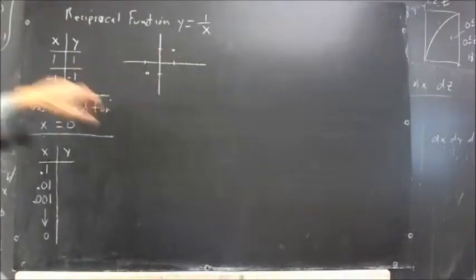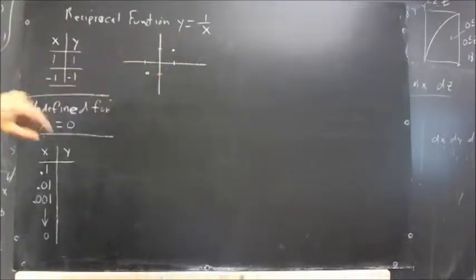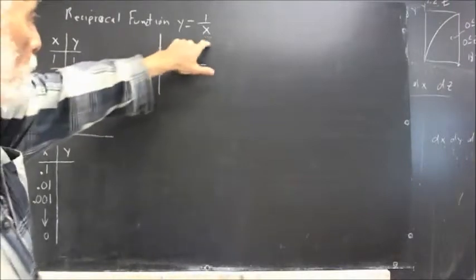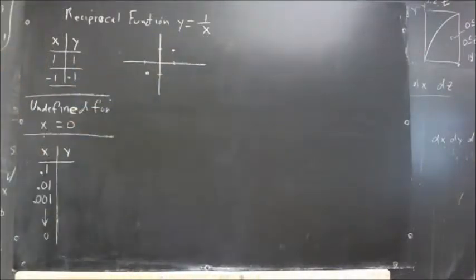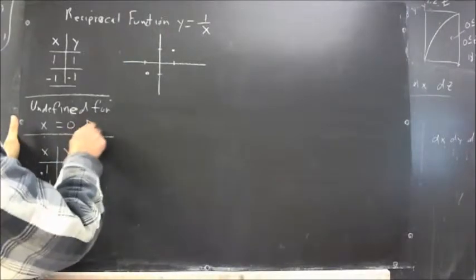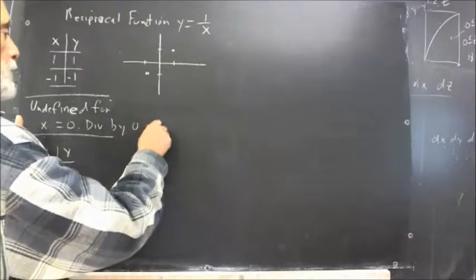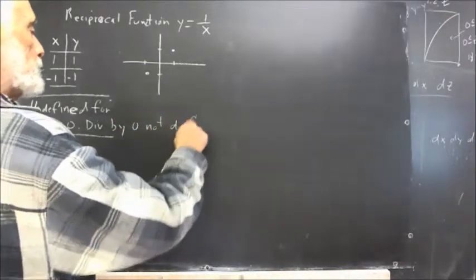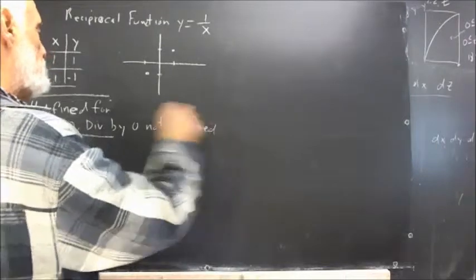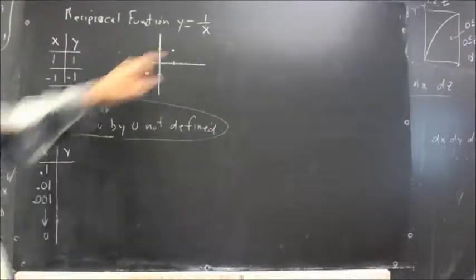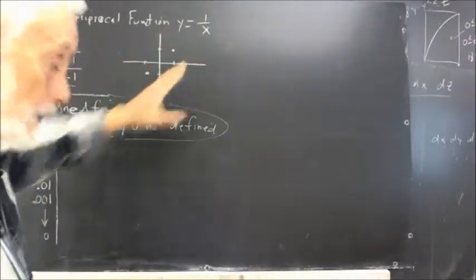It's very clear that if you put 1 into this function, you get y equals 1. Now, if x is negative 1, y is going to be negative 1. It also should be clear that this function is undefined for x equals 0, because division by 0 is not defined. I guess I better write that down. Division by 0 is not defined. So if you put 0 in here, you don't get a result.